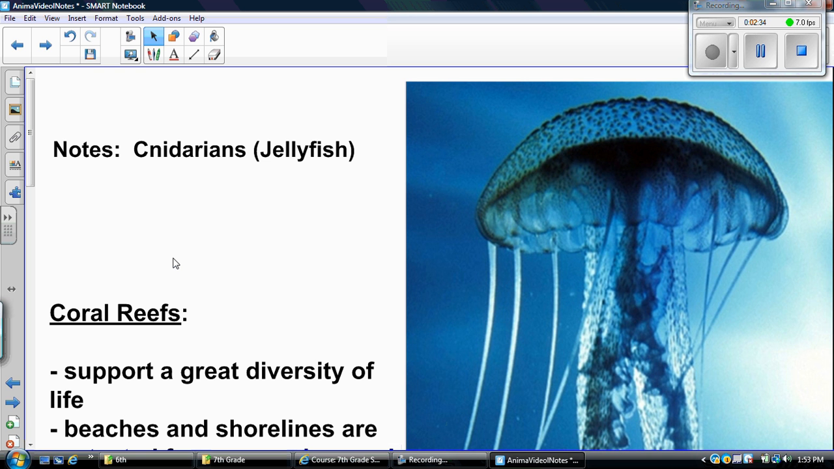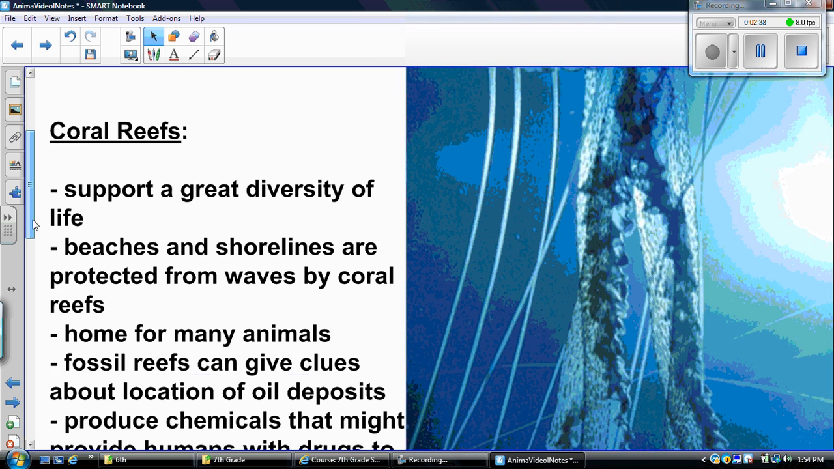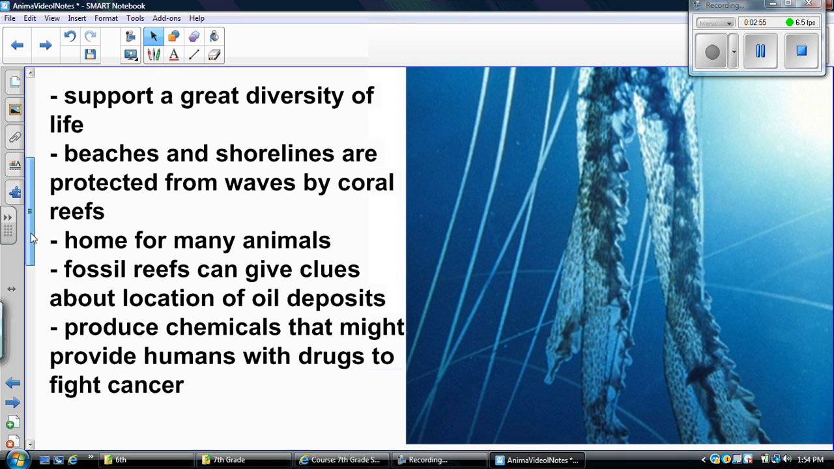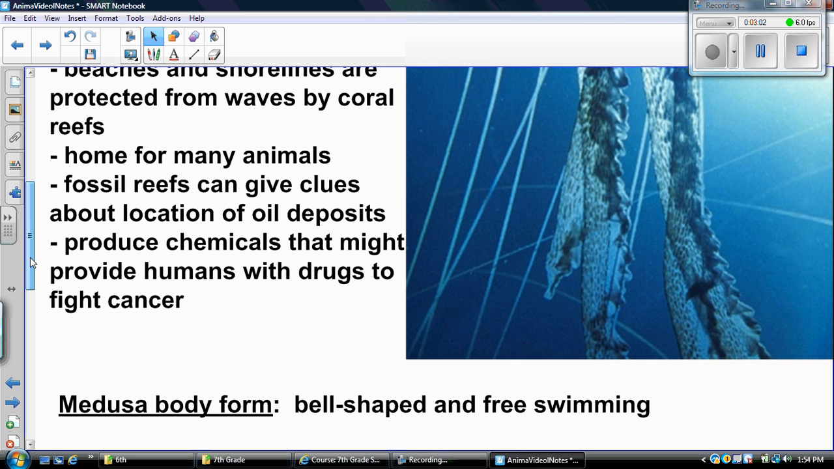All right, the next phylum is Cnidarians. They're jellyfishes, and we also include coral reefs in this one. Something to know about coral reefs: they support a great diversity of life. Beaches and shorelines are protected from waves by coral reefs. They're home to many animals. Fossil reefs can give clues about location of oil deposits. Coral reefs produce chemicals that might help humans fight cancer, so it gives us drugs.